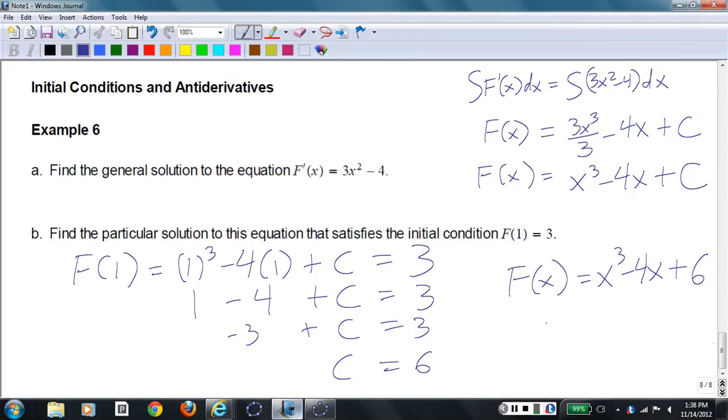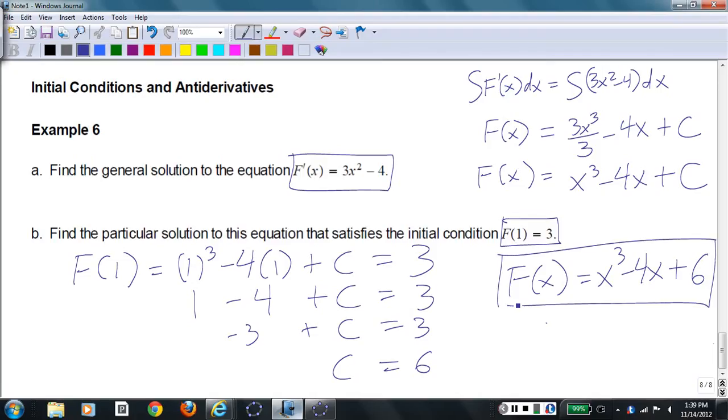So basically there's a knowledge of what the derivative of the function is, and there's also the knowledge of what the value of the function is at one particular number in its domain. So this is the answer that we want.